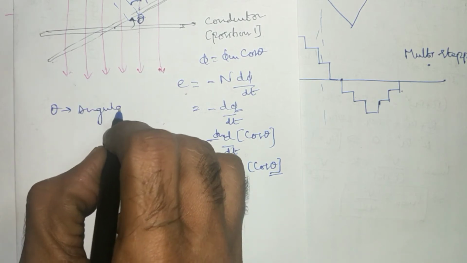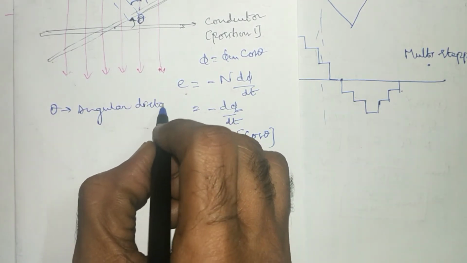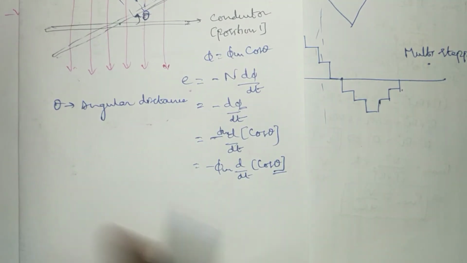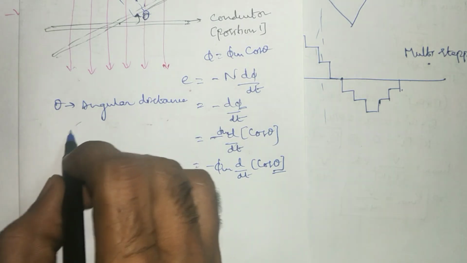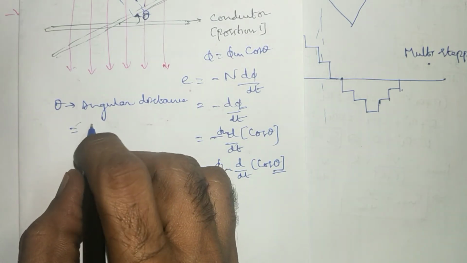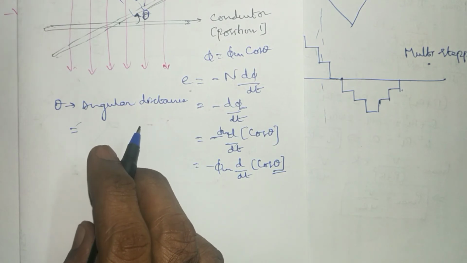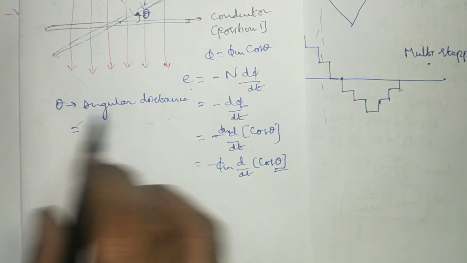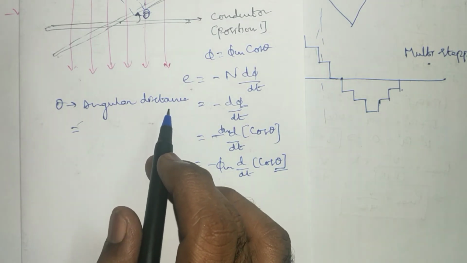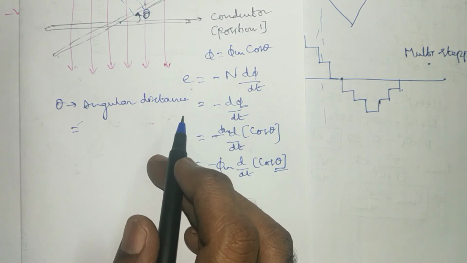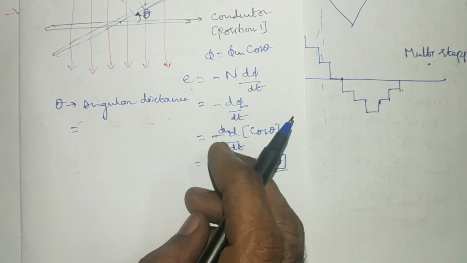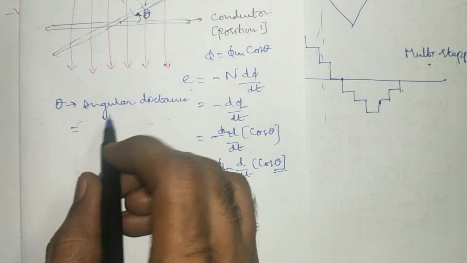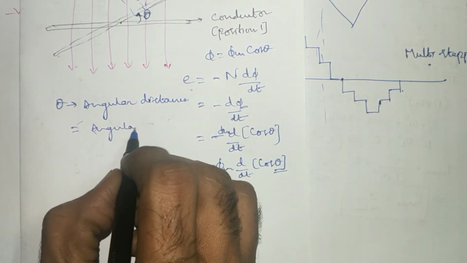So we can call this angular distance. Generally it is measured in radians or degrees, which is given as angular velocity by time. Just like we consider for linear distance or linear motion, s is equal to u into t, that is distance equals velocity multiplied by time. So here we consider angular motion or rotatory motion, hence theta is given as angular velocity multiplied by time.